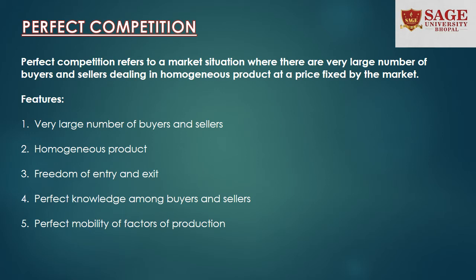Last one, perfect mobility of factors of production. The factors of production like land, labor, capital, and entrepreneurship are perfectly mobile. There is no geographical or occupational restriction on the movement. The factors are free to move to the industry in which they get the best price.